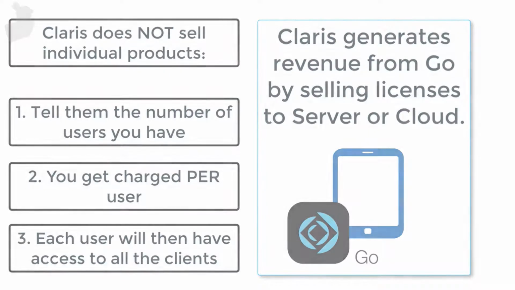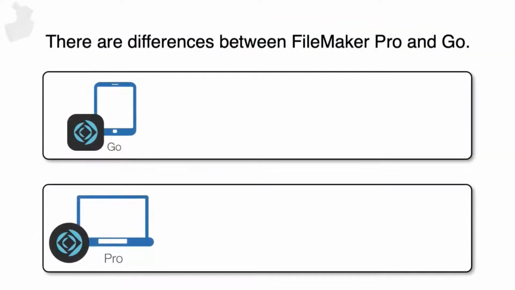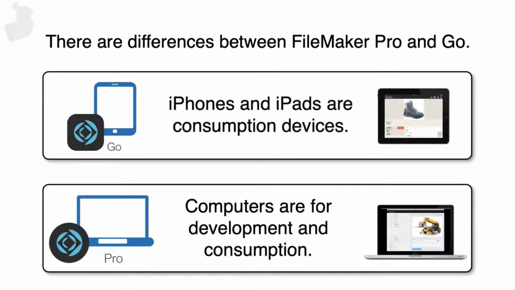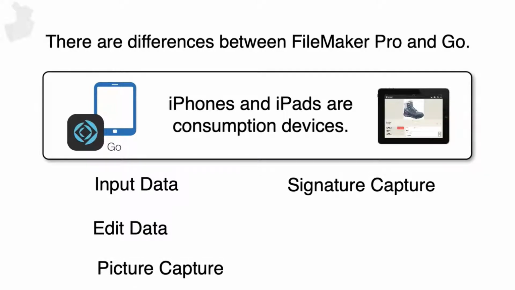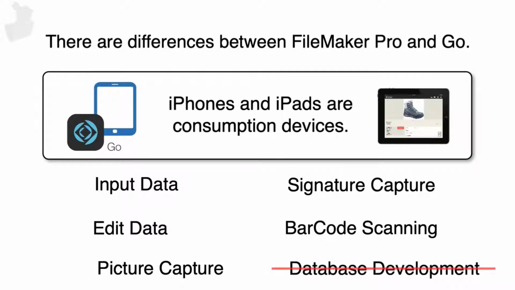Now, there's another important concept that people tend to forget about, especially in this more modern day, and that is that FileMaker Go on mobile devices is primarily designed for the consumption of data in the field. That means users will input data, they will edit data, they will take pictures, they will capture signatures, they'll type stuff in, they'll zap a barcode, but they're not doing database development or programming work out on a FileMaker mobile device.